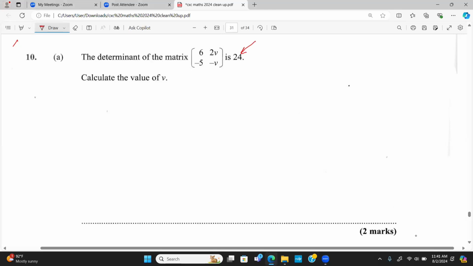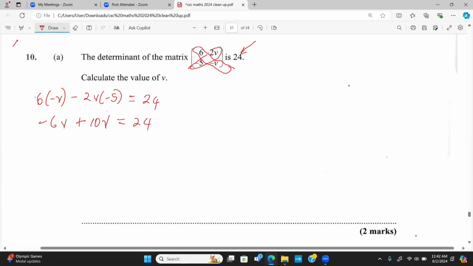Remember the idea behind the determinant: we're going to find the product of the leading diagonal, that diagonal there, and we're going to subtract the product of the other diagonal right here. So the determinant is 6 times negative v, minus 2v times negative 5. This is equal to 24. We were told that. So negative 6v plus 10v is equal to 24.